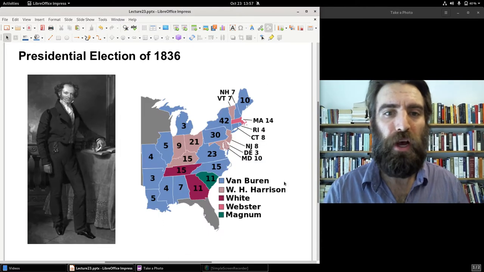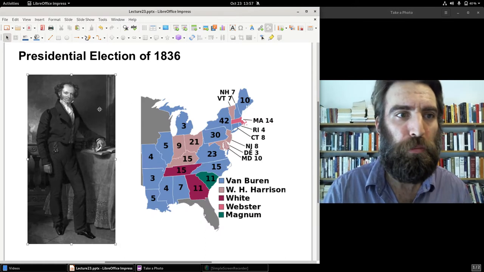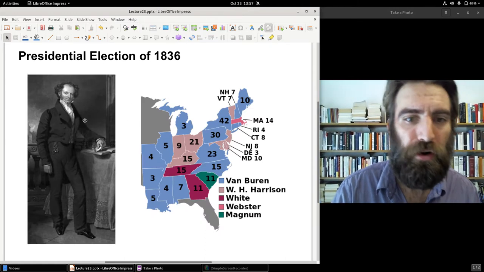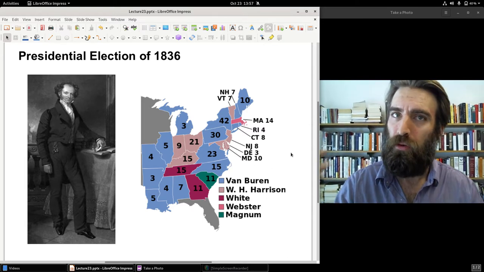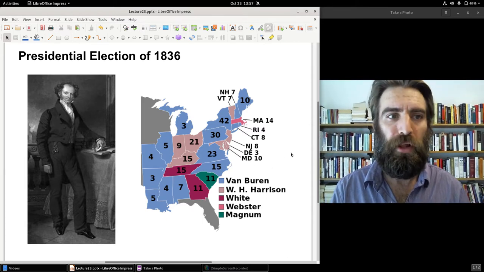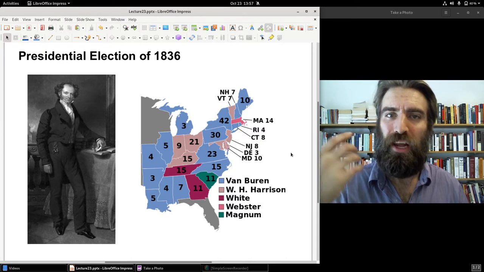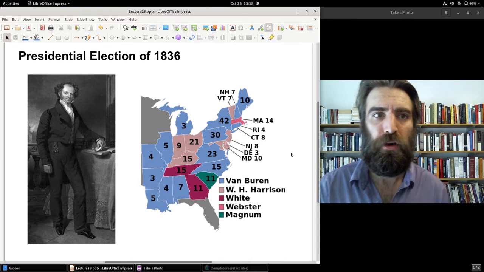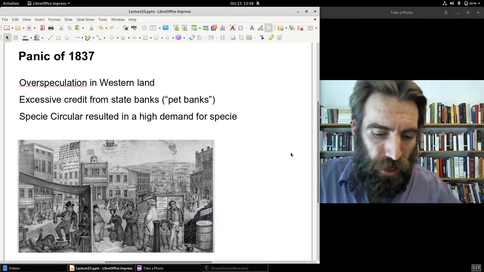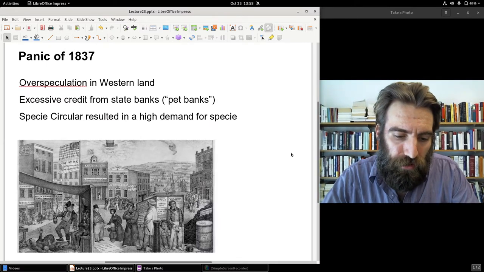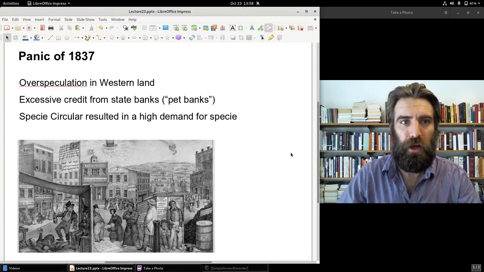meanwhile, as all this is going on, Jackson's second term expired. There's a new president. His vice president, Martin Van Buren, won the election. And so Van Buren, who's a Democrat, who was on board with Jackson's bank war plan, is president. But right there, a few months into Van Buren's first term, a panic hits in May of 1837, began in New York and then spread throughout the country.